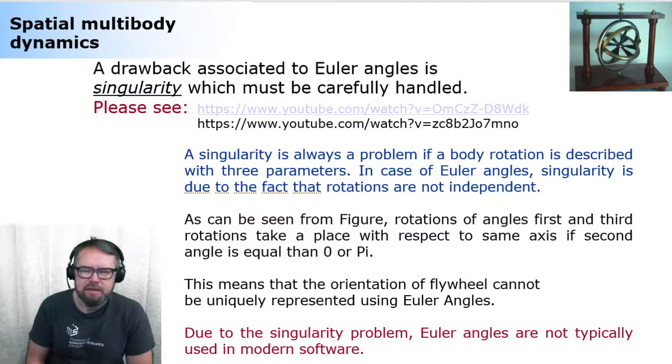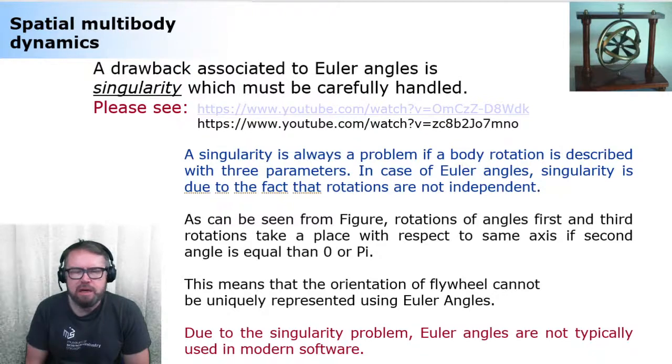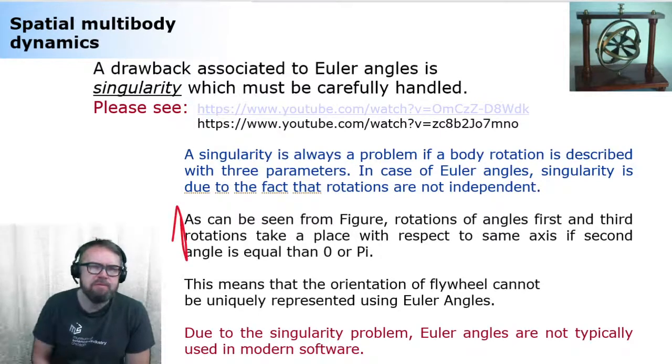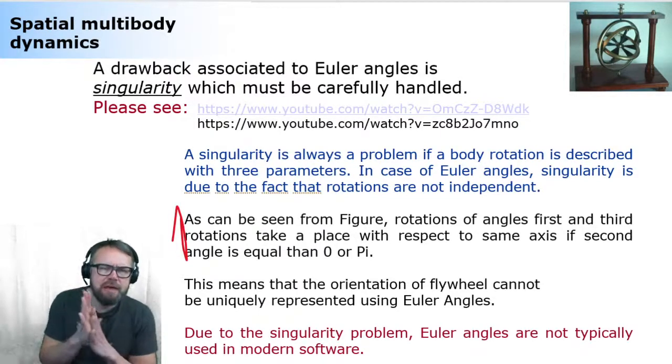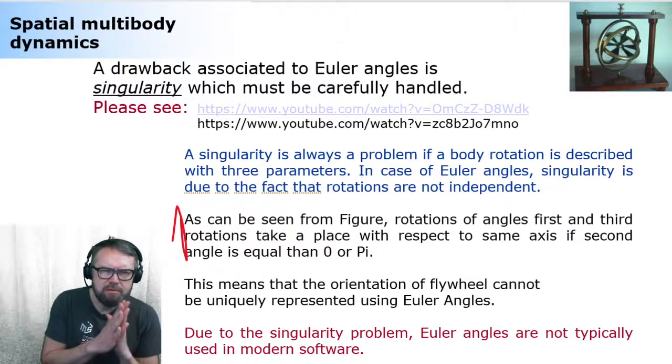All right, so here's things I'll put it in writing, but this is what I already explained to you. Singularity is always a problem if body rotation is described by 3 parameters. In Euler angles, the singularity is due to the fact that rotations are not necessarily independent. As you see here, if the first angle and the third angle might have the same axis, aligned, then you're losing the capability to describe spatial orientation or spatial rotation because your 2 axes are no longer different, but the same.